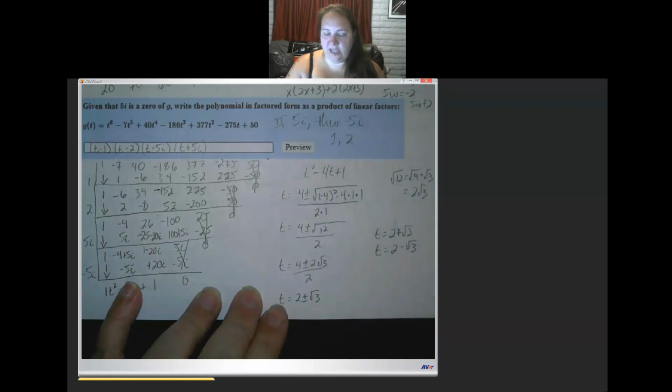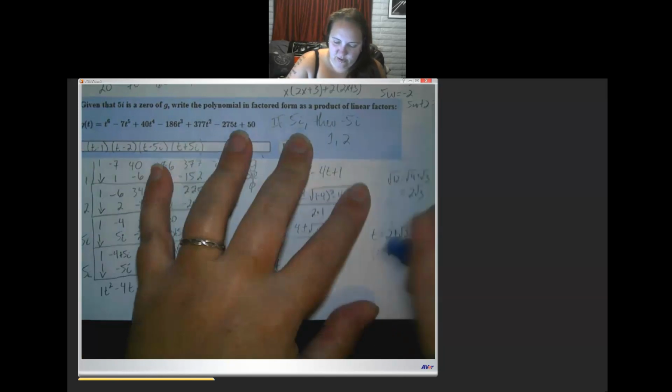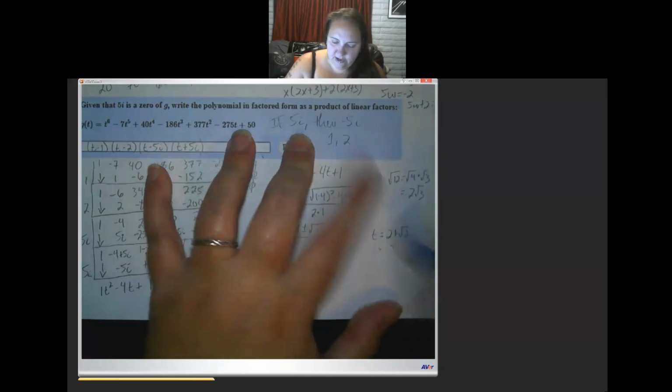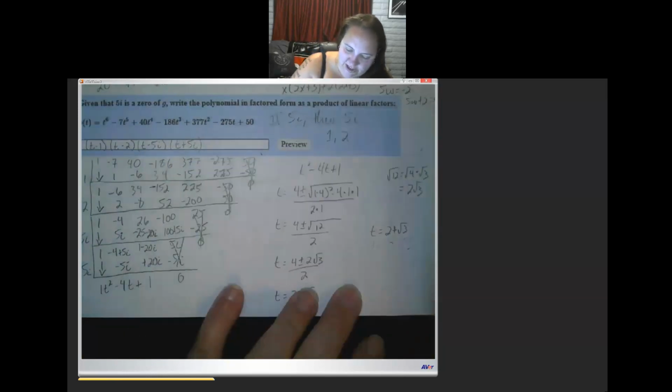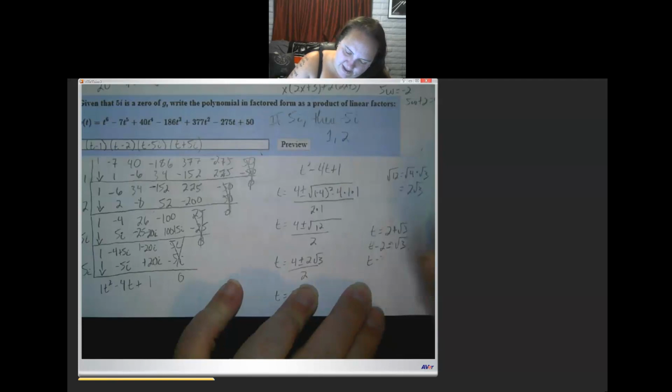And so if we're thinking about this in terms of how to make it look like that, remember, the idea is to turn this into something that equals 0. So hang on, let's do them one at a time. So here I would subtract the 2. And then I would subtract the square root of 3. So t minus 2 minus the square root of 3. And that is my factor.